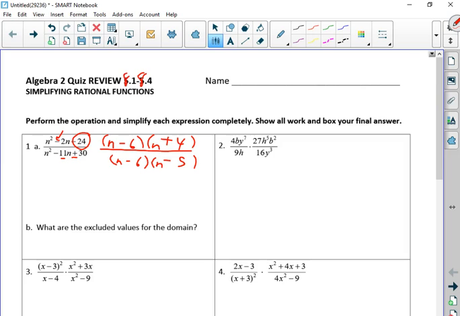Now, before we do any canceling, remember, what are the excluded values? You base that on this fraction right here. So you set this and this equal to 0. N minus 6 equals 0. And remember, we write n can't be 6. And n minus 5 equals 0. N can't be 5. Now we cancel, and our final answer is n plus 4 over n minus 5.